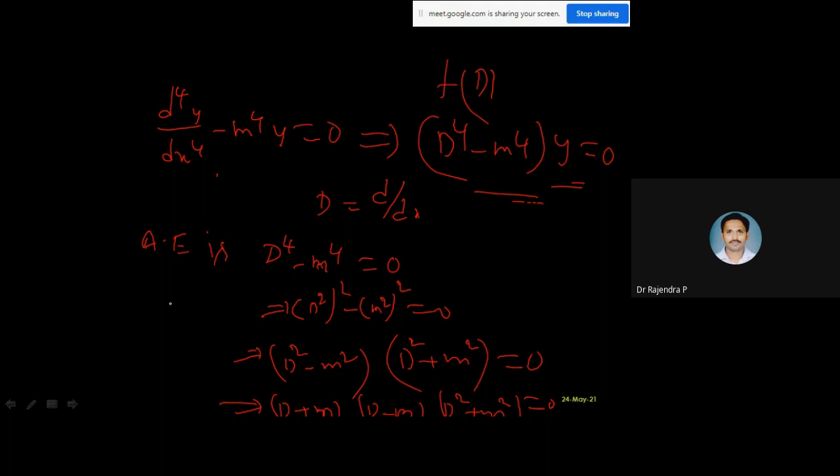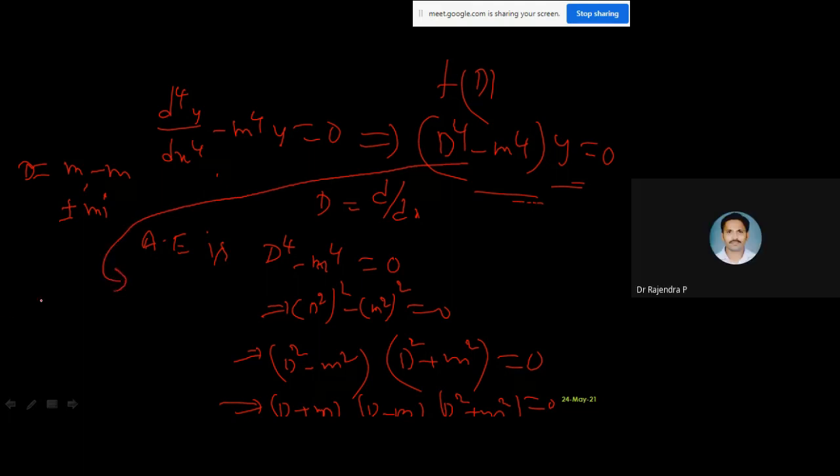So finally, what are your D values? Anybody? The D values, means your roots, are one is m, another one is minus m. What are the next roots? Plus or minus, these are complex roots, mi. D square is equal to minus m square, D is equal to plus or minus mi. Isn't it? Have you understood? Yes, sir. Now we have 4 roots. Now you tell me how I am going to write the solution for this differential equation.